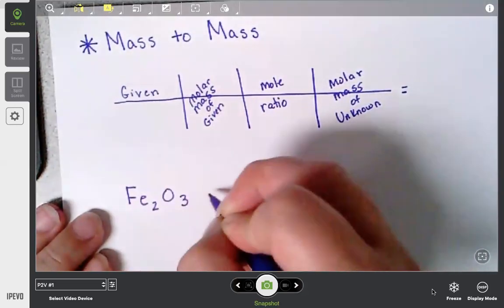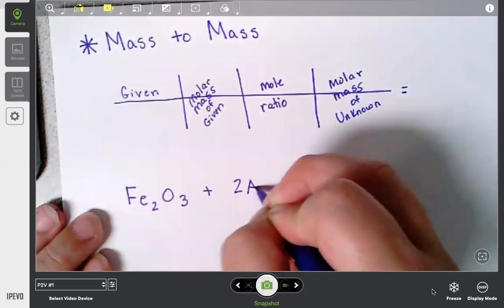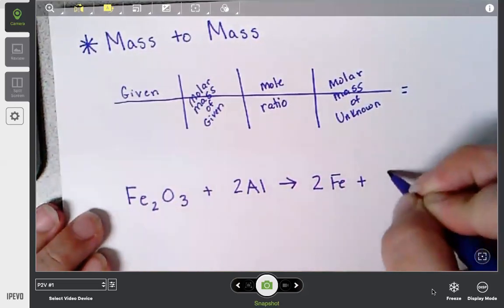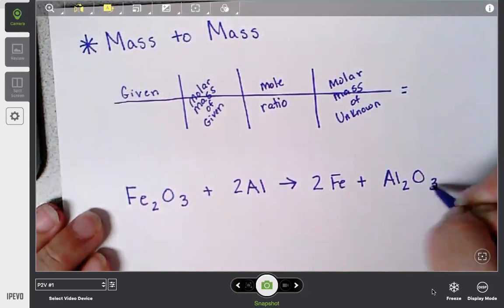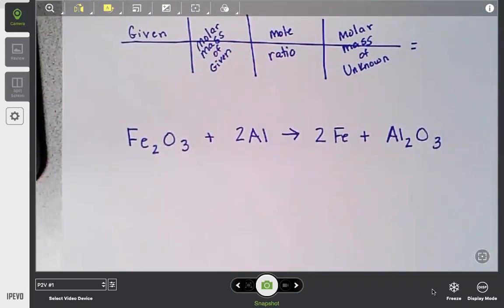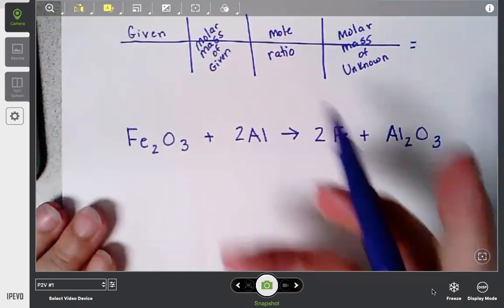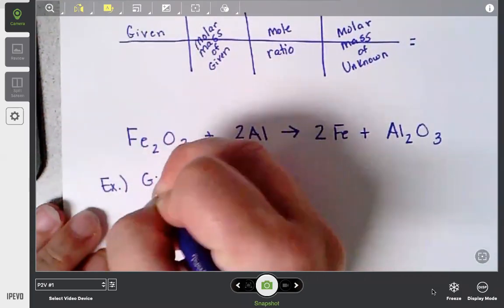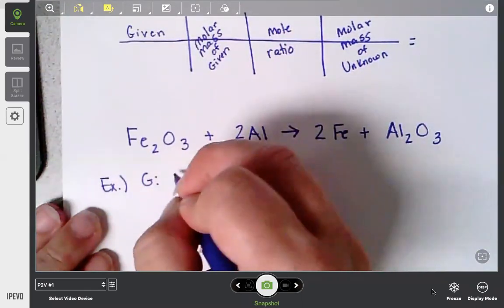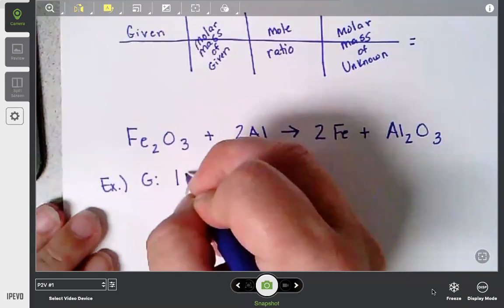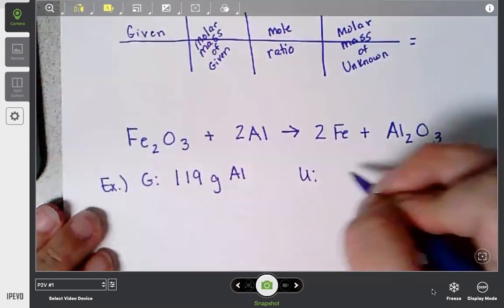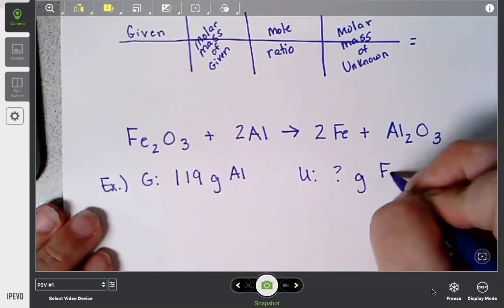We have to have a balanced equation, of course. Okay, so here's my balanced equation. Iron oxide plus aluminum yields iron plus aluminum oxide. And it's balanced. I've got my coefficients there. So let's say in this instance, I have been given 119 grams of aluminum. And we need to know how many grams of iron would be produced.